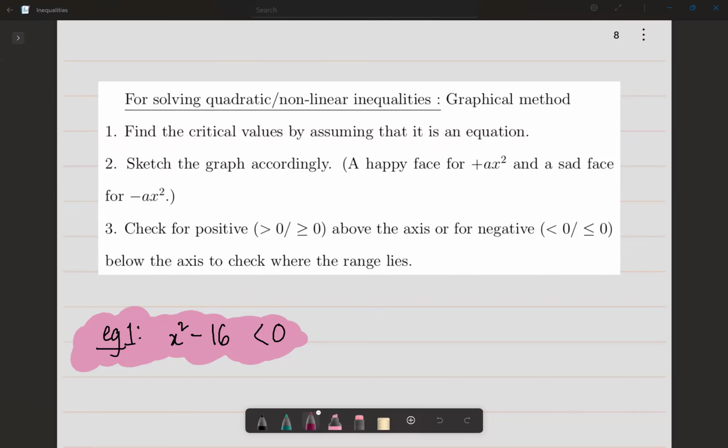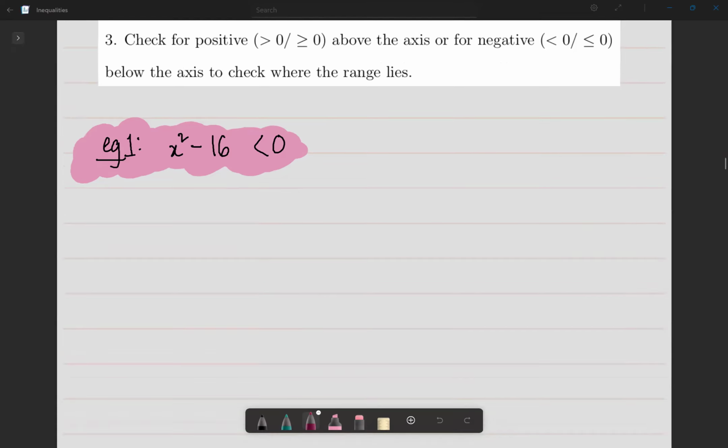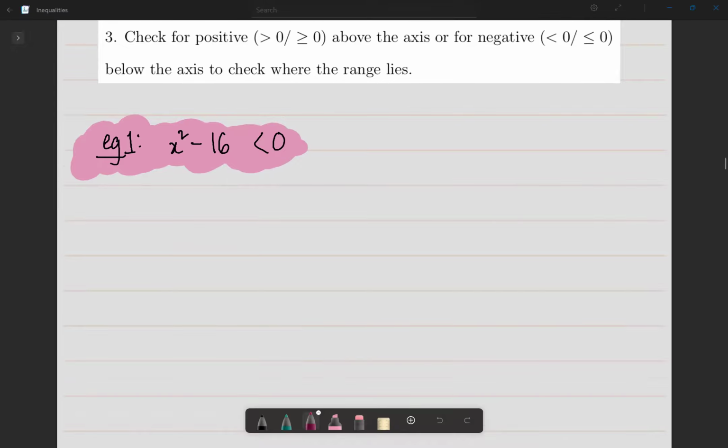The graphical method is not very different from the tabular method. The initial process is almost similar. So in this example, we are asked to write down the range of values of x for which this expression is less than 0. In order to do that, we first have to take this to be an equation as well, just like how we did in the tabular method.